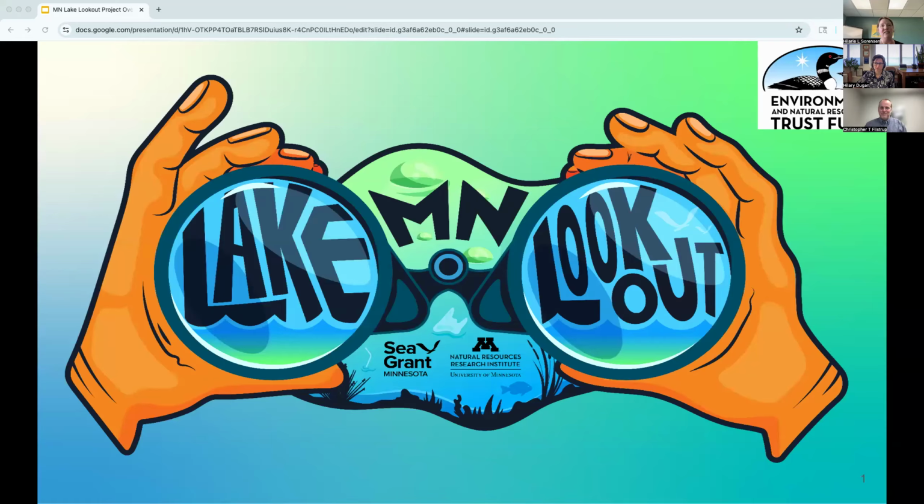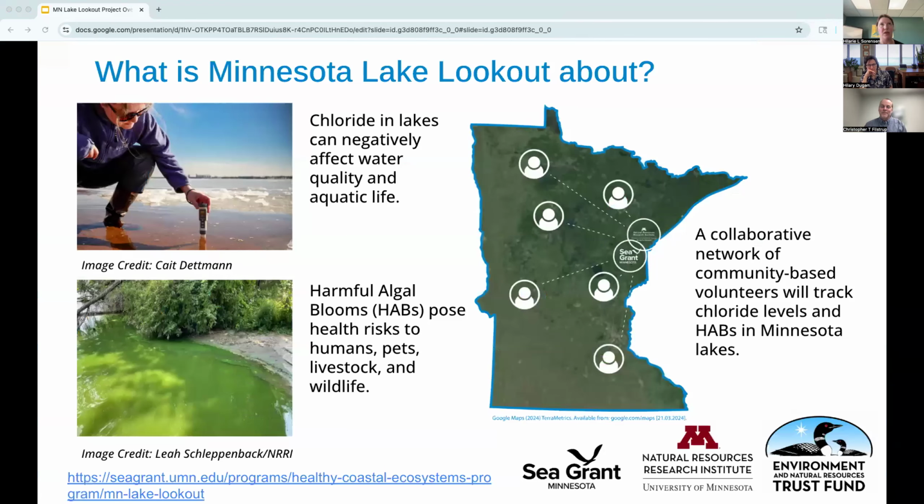Okay, so with that, what is Minnesota Lake Lookout all about? This project is a partnership between Minnesota Sea Grant and the University of Minnesota Duluth's Natural Resources Research Institute. This project is funded by the Minnesota Environment and Natural Resources Trust Fund as recommended by the Legislative-Citizen Commission on Minnesota Resources, or LCCMR.